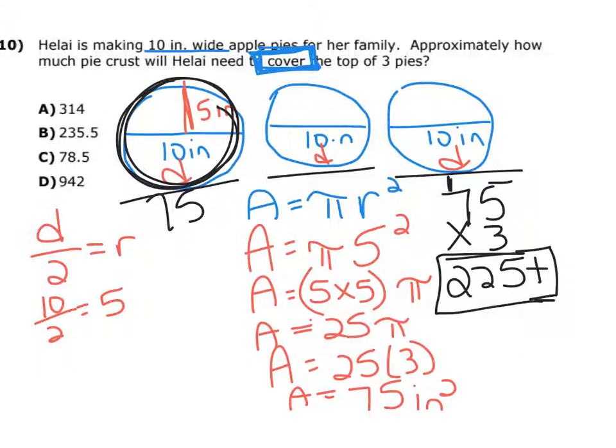So if you look at the answer choices, A is too high, B could be a possible answer, C is too low, and D is way too high. So my answer is letter B.